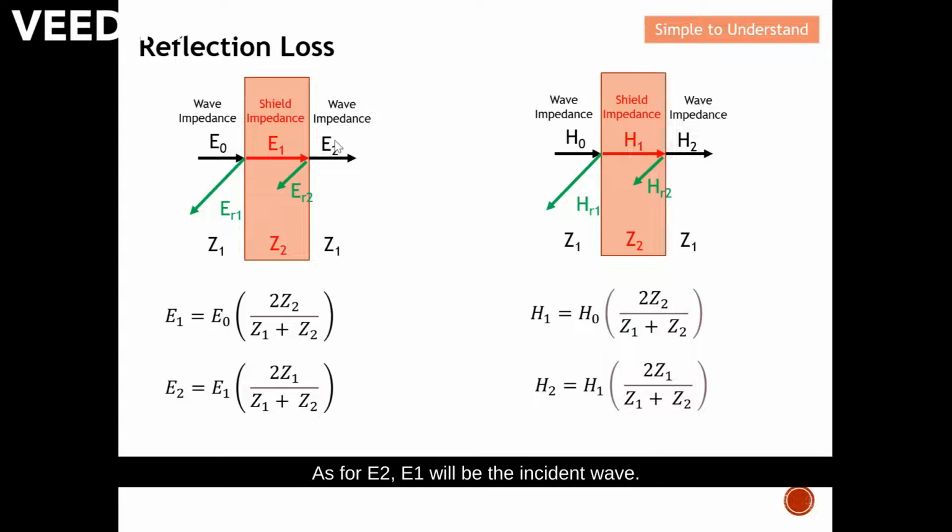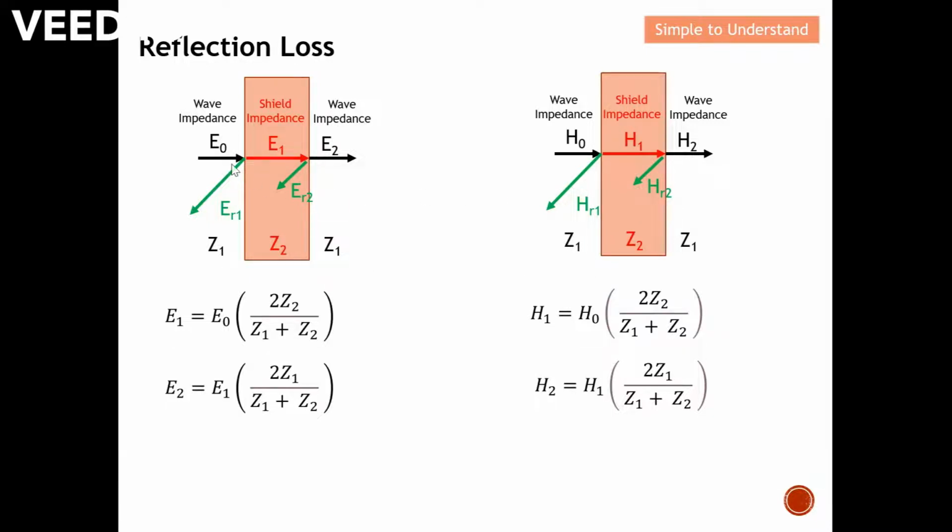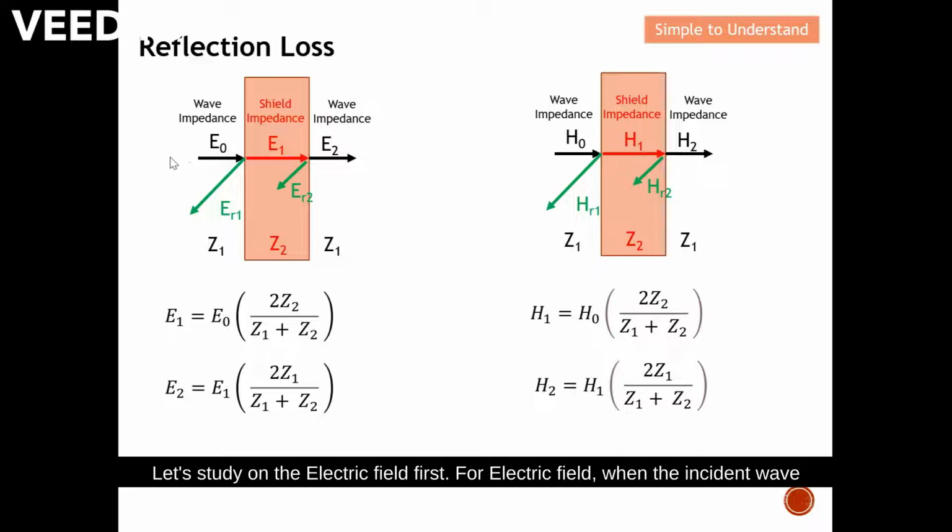As for E2, E1 will be the incident wave. E2 denotes the amount of field that successfully penetrates through the shield. As for the electric field, which is on your left, and the magnetic field, which is on your right, let's study the electric field first.